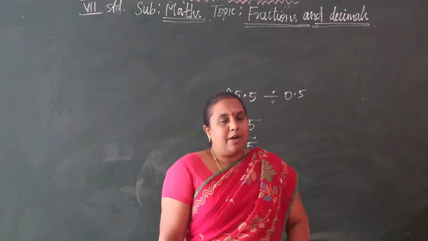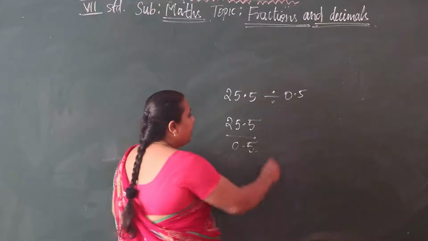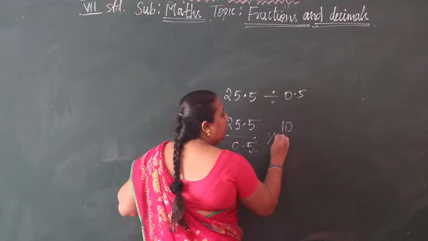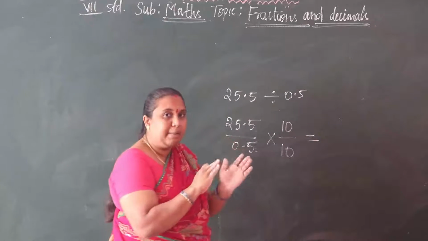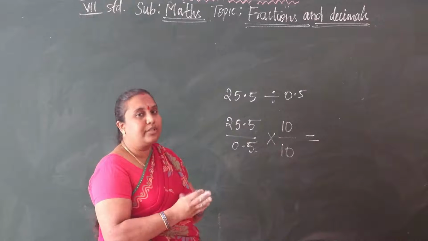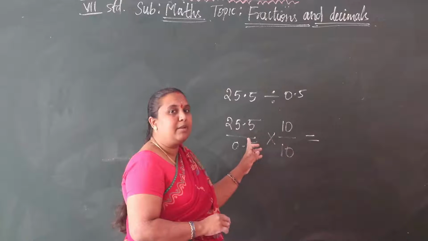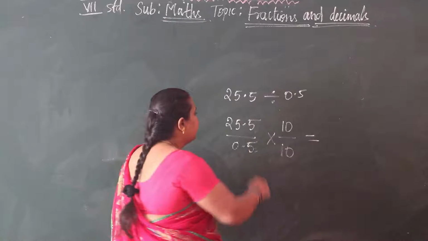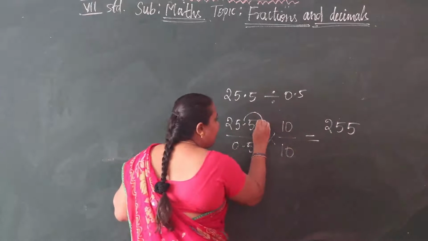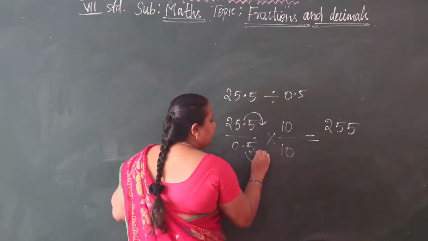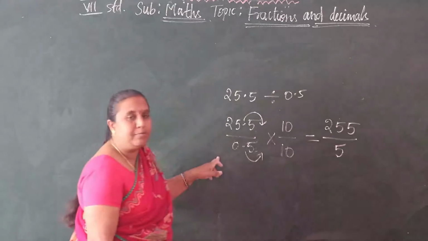How to remove them? We have to multiply by 10. So we multiply the numerator and denominator both by 10. By multiplying the decimal number by 10, the decimal point is shifted. That gives 255. So the decimal point is shifted to this side, and here also the decimal point is shifted to this side. So it becomes 255 by 5.